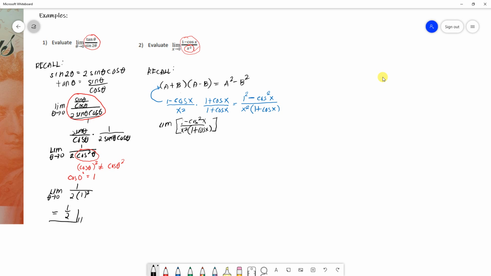Hindi mo dito. Ayan. Nangyari. Tuloy. Ayan.